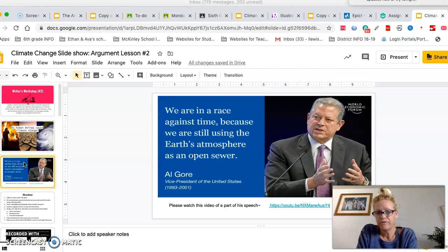This is our former vice president, and he is one of the main leaders of awareness of climate change. He made a movie called An Inconvenient Truth, and this is part of his speech. It's a real short clip, but it's very powerful, and I encourage you to listen to it and take notes. You can just take notes on a piece of paper, and that will give you some information or fuel to write your argument.